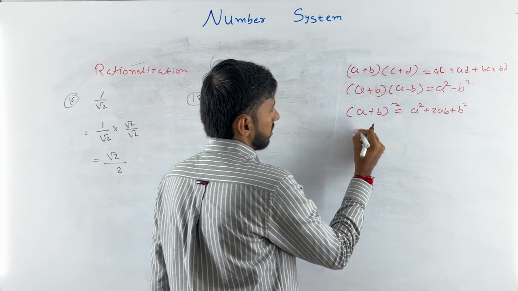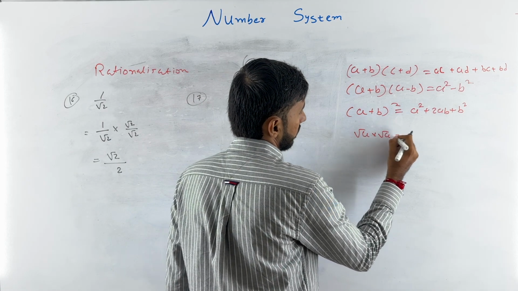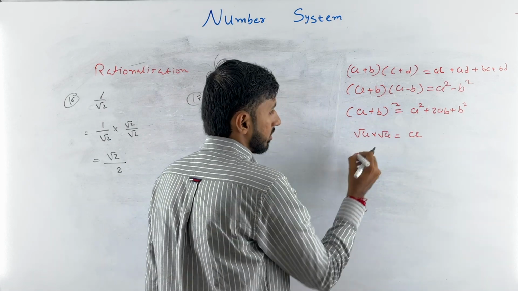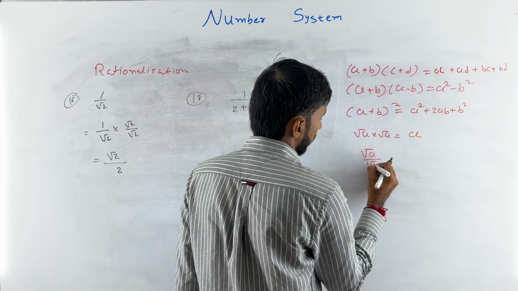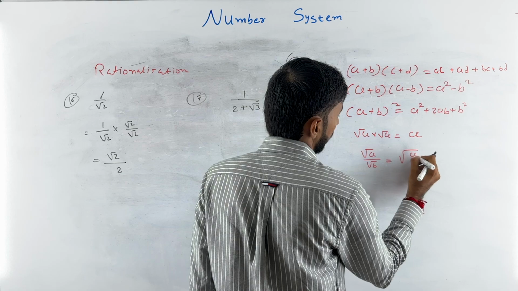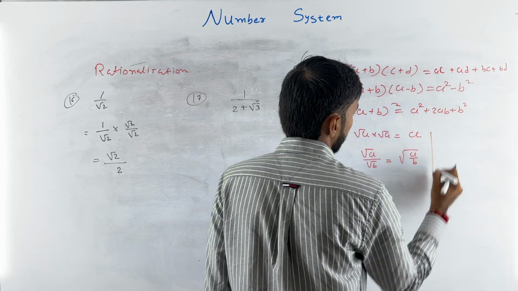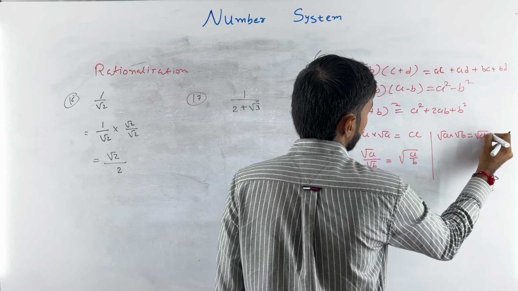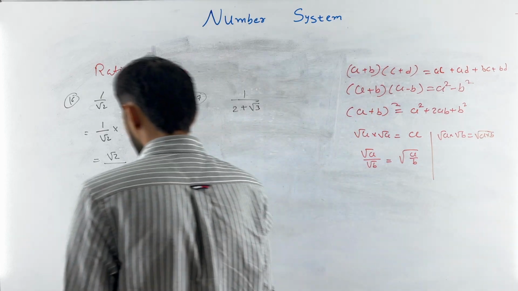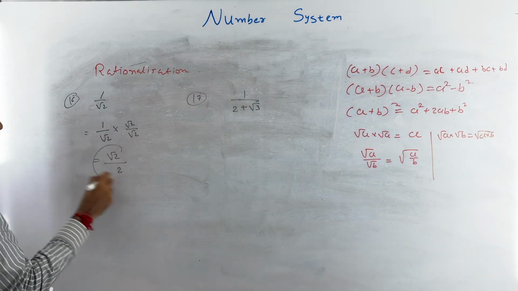Let me write it here. Root a multiplied by root a will become a, and root a upon root b will be square root of a by b, and root a multiplied by root b will be square root of a multiplied by b. So this is our answer, right?